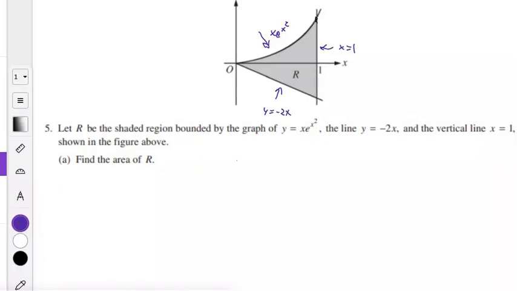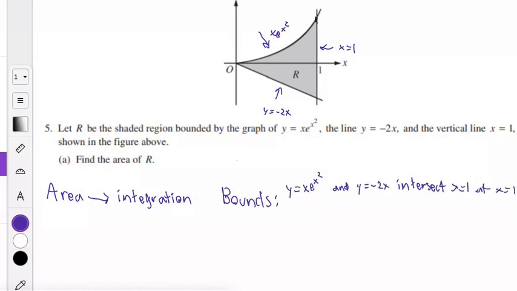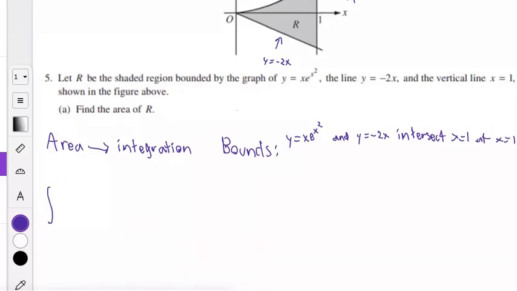So to find the area under or above a curve, you have to integrate. So we're going to have to integrate xe to the x squared and y equals negative 2x from and to a bound. Before we figure out what to put in the integral, let's start off with our bounds. We can see the vertical line x equals 1 intersects both xe to the x squared and y equals negative 2x at x equals 1. Next, let's find our left bound. So that gives us our bound to the right. We know that the top bound of this integral is going to be 1. So let's write this down here.